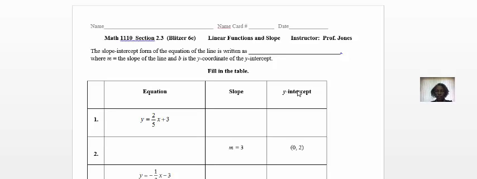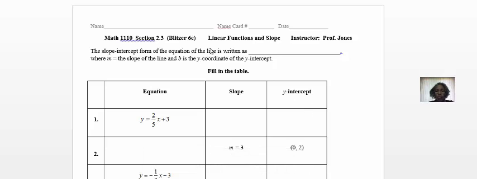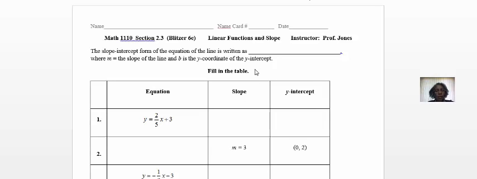Alright, let's take a look at the section 2.3 worksheet where we're talking about linear functions and slope. The slope-intercept form of the equation of the line is written as y equals mx plus b, where m equals the slope of the line and b is the y-coordinate of the y-intercept.